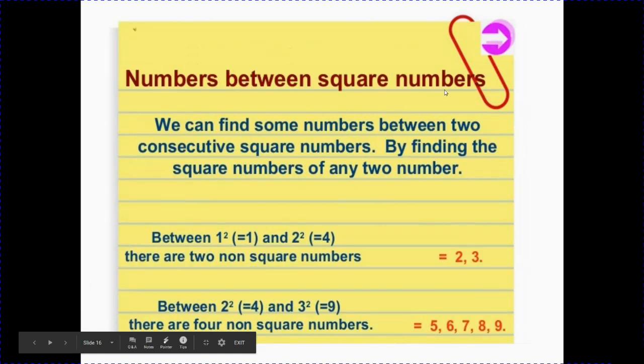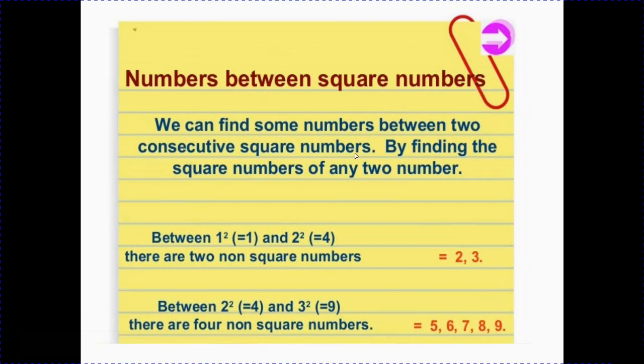Numbers between square numbers. We can find numbers between two consecutive square numbers by finding the squares of any two numbers. Let's see how we find non-square numbers between square numbers. Here is an example: 1 to the power of 2 and 2 to the power of 2. Now let's find the perfect square of both of them. 1 to the power of 2 is 1 and 2 to the power of 2 is 4. Now how many numbers are there between them? 2. 2 and 3.